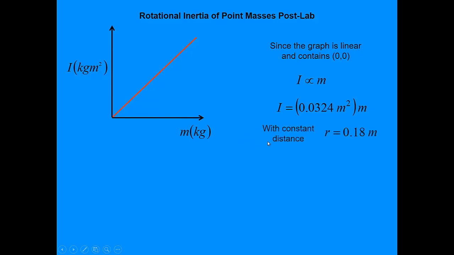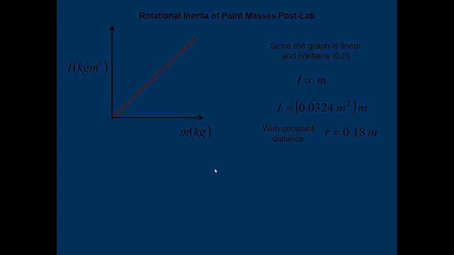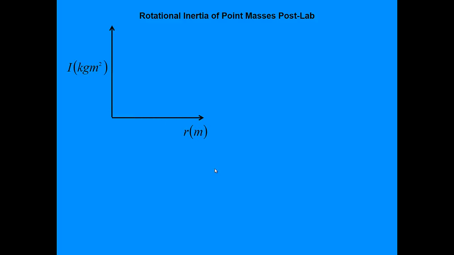Don't forget that in this part of the lab, you kept those masses a constant distance away from the axis of rotation. Should have been about 18 centimeters, 0.18 meters, if you measured from the axis of rotation to the center of mass of those point masses on the end of the rod. Now, the third part of the lab was where you varied the distance to the masses and kept the total mass constant. You just used the point masses and their screws, and then measured the resulting rotational inertia.